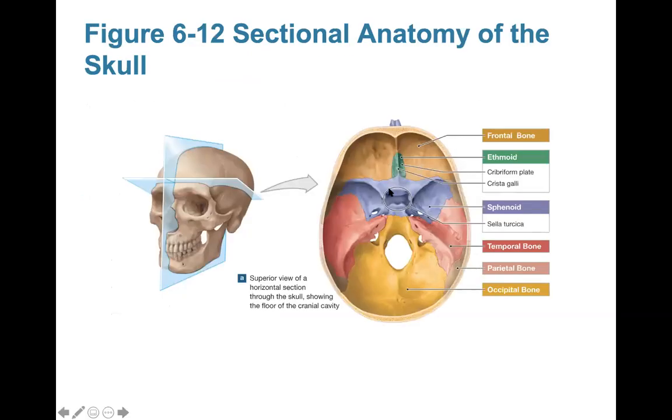And here we can see, looking at some of these bones, here's our frontal bone. Here we have the ethmoid in green. This is the sphenoid in purple here. Here's the temporal regions, and then the occipital will be the base. This is looking at, if you were to take the cap off, looking straight down into the skull.